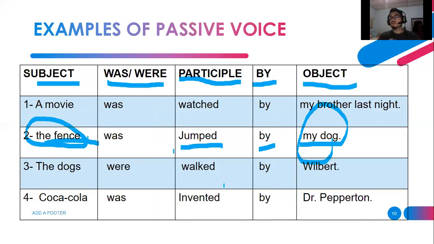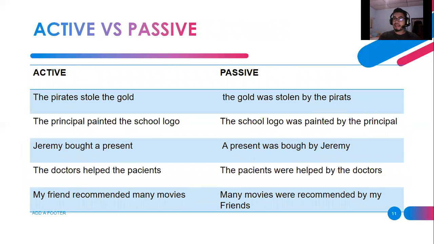So the dogs were walked by Wilbur. The same happened. Wilbur moved from the subject to the object, the dogs from the object to the subject, and we included were and the verb in participle. And finally, Coca-Cola was invented by Dr. Pepperton. Probably you need to see the examples side by side to understand it better, so we're going to see a couple of them. And we have the next one.